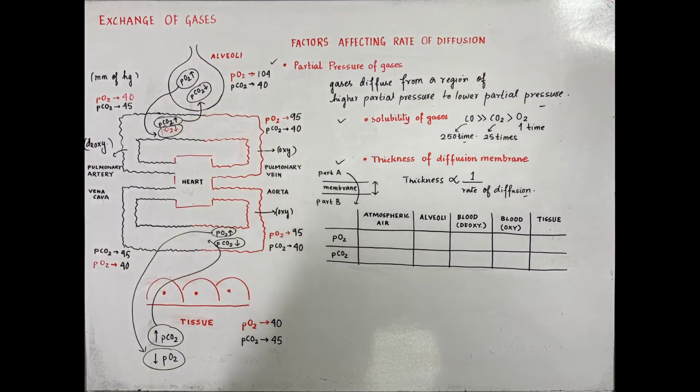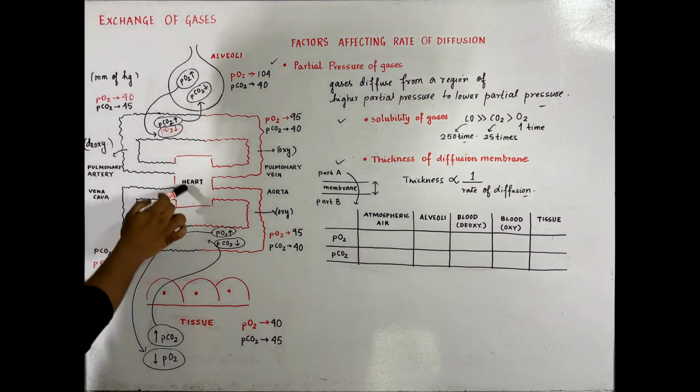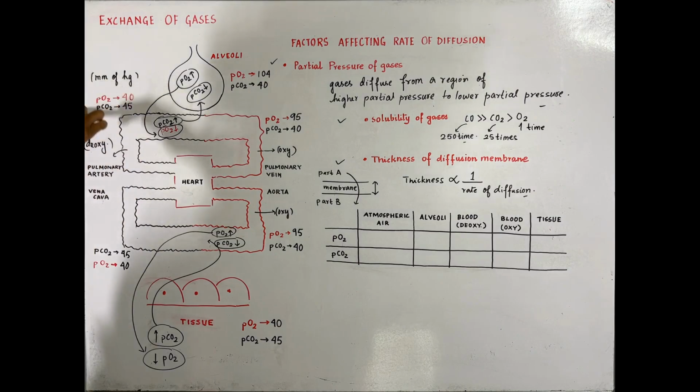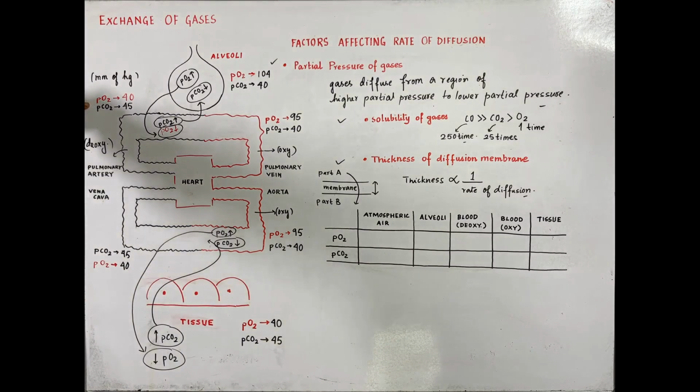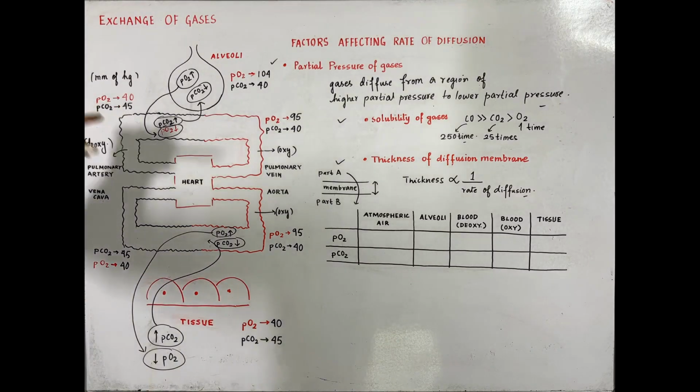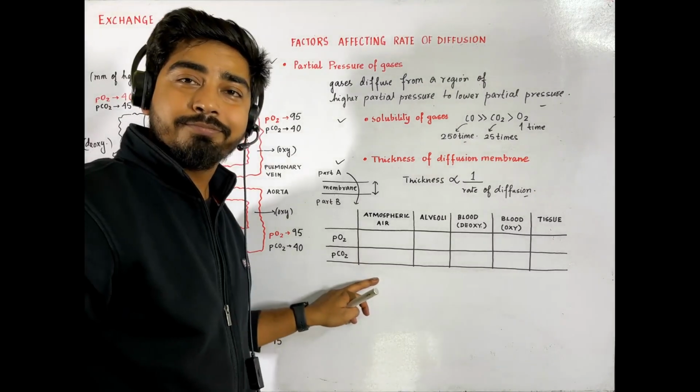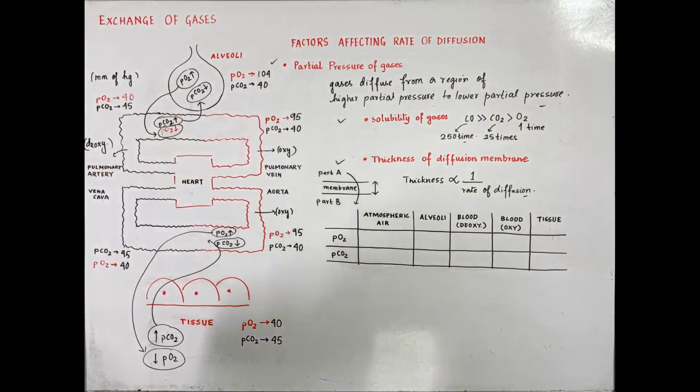Okay, so now you will see that this blood is entering the heart and again going here. Now compare this. These two are the same. See, PCO2 is 45, PO2 is 40. So now you have a chart like this. See, this chart is very simple.